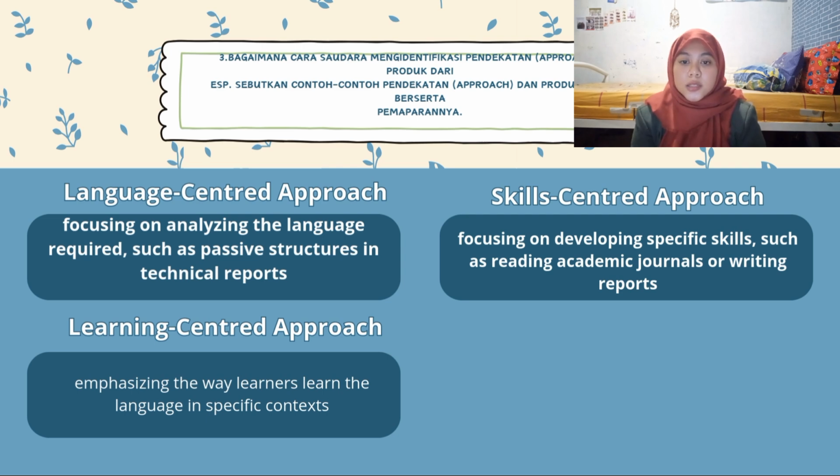ESP products such as modules, textbooks, or trainings are tailored to this approach. For example, English for business purposes modules teach business language structures. English for medical purposes training focuses on medical communication and terminology. And English for tourism materials include simulated interactions with tourists. In essence, ESP is designed to help learners achieve language competence relevant to their professional or academic field.